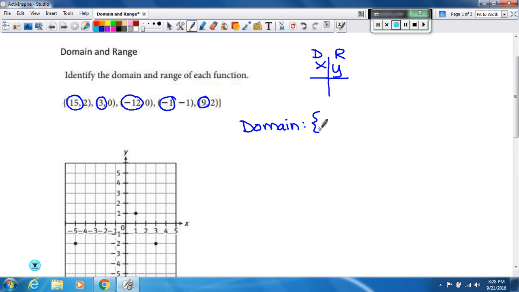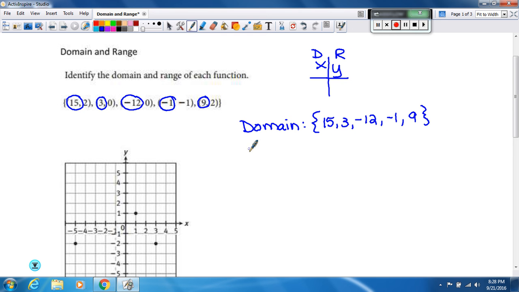Okay, so I've got 15, 3, -12, -1, and 9. It's not necessary to put them in numerical order. Sometimes it's better for organization if you do that.